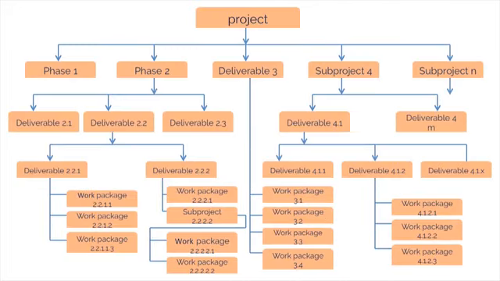The PMBOK 5 defines a work breakdown structure as a hierarchical decomposition of the total scope of the work to be carried out by the project team to accomplish the project objectives and create the required deliverables. The WBS is a deliverable-oriented hierarchical decomposition of the work to be executed by the project team.